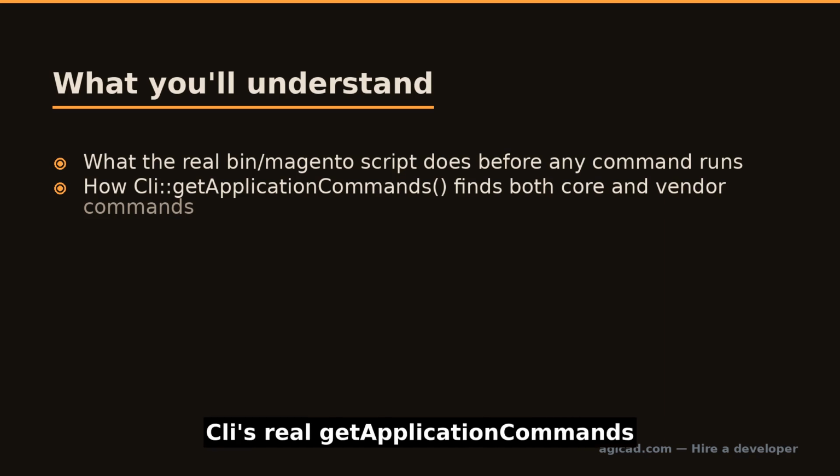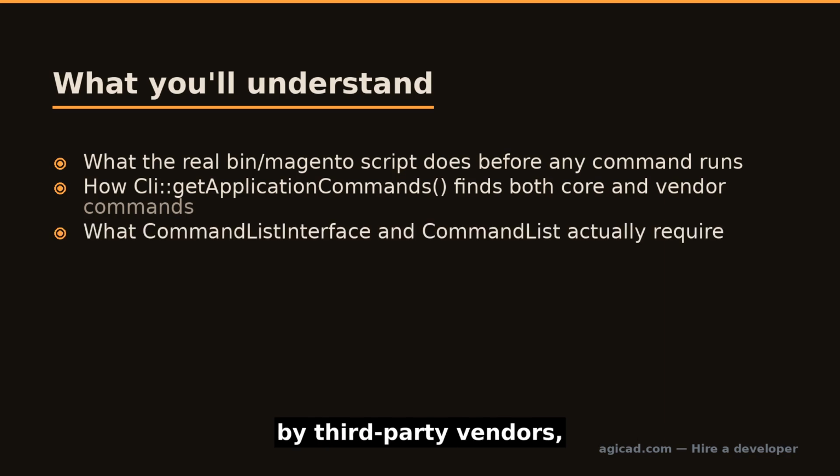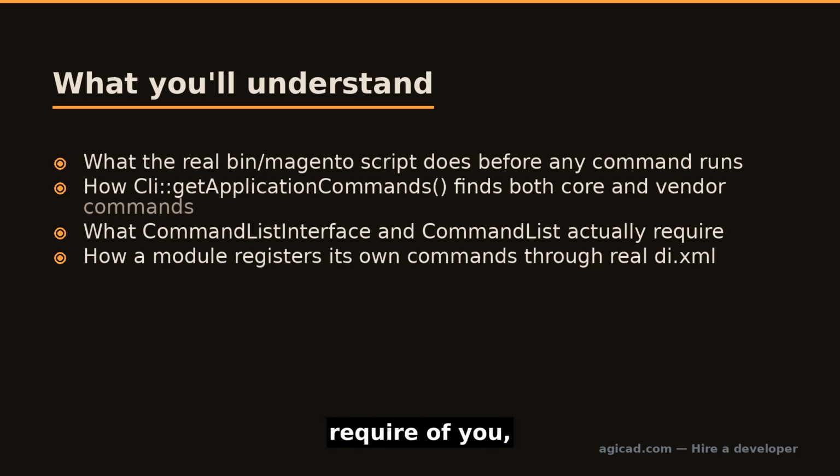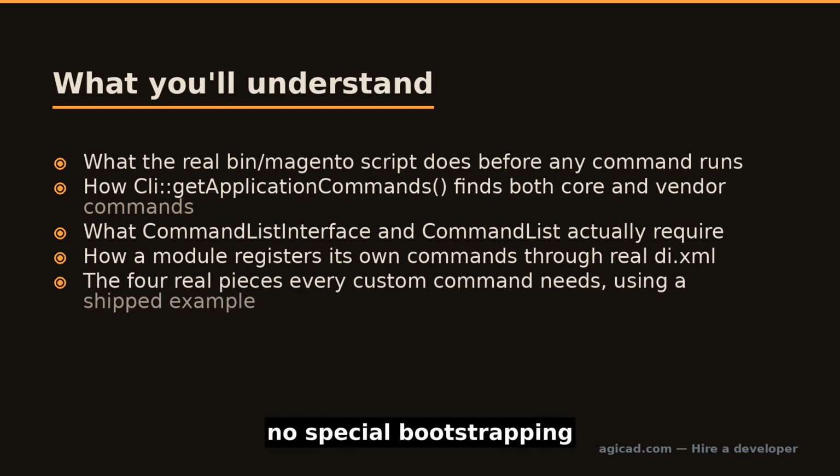How CLI's real getApplicationCommands method finds both core Magento commands and commands shipped by third-party vendors, using 2 genuinely different code paths. What the real CommandListInterface and its default CommandList implementation actually require of you, which turns out to be very little. How a real core module, cron, registers its own commands purely through di.xml configuration, no special bootstrapping needed.